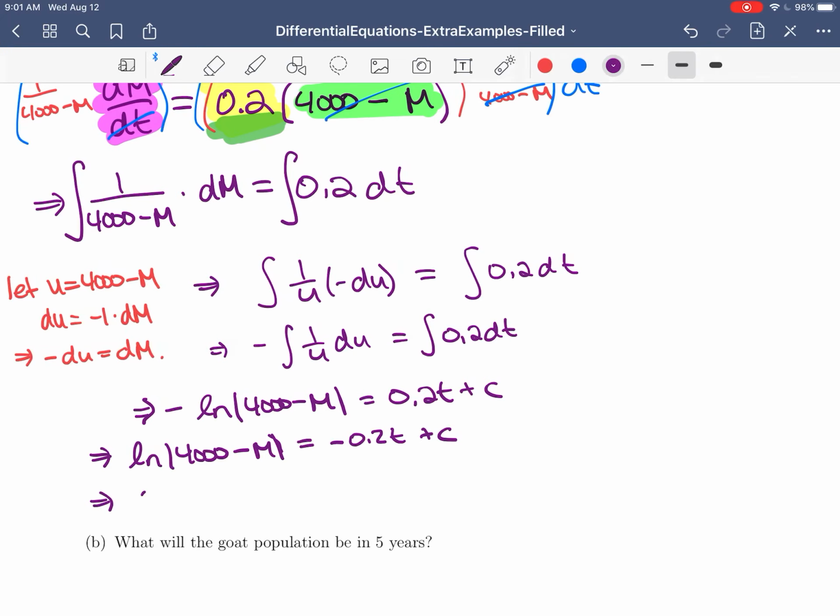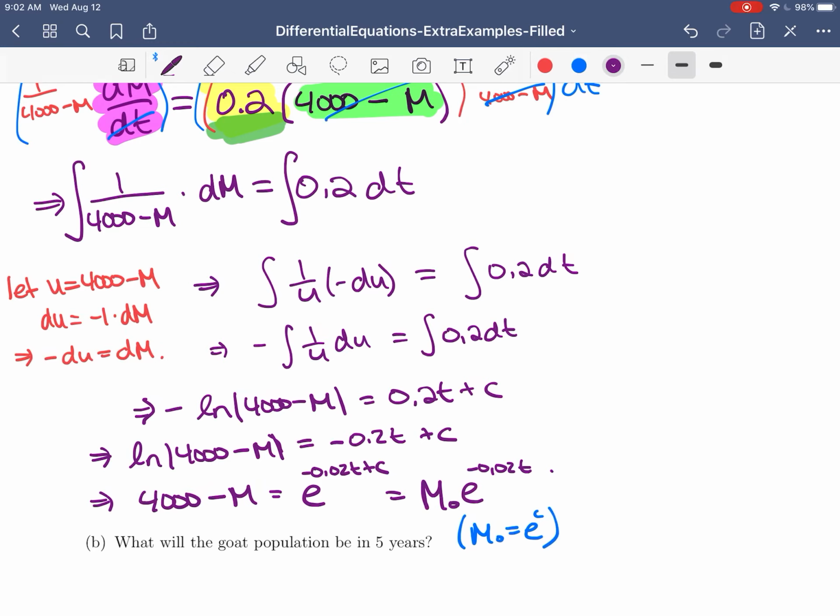And then we use the e. So 4,000 minus m is e to the negative 0.2 t plus c, which you could write as, say, m0 e to the negative 0.2 t, like we've done. Let's just make a note: m0 is like e to the c. And then if we solve for m, m is going to be 4,000 minus m0 e to the negative 0.2 t. So that would be our general solution.